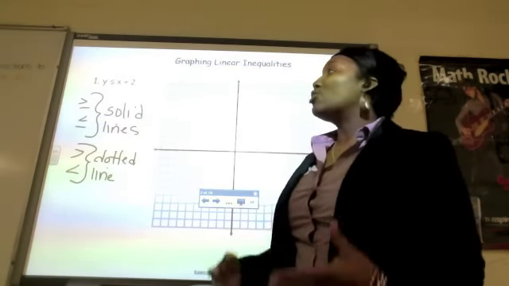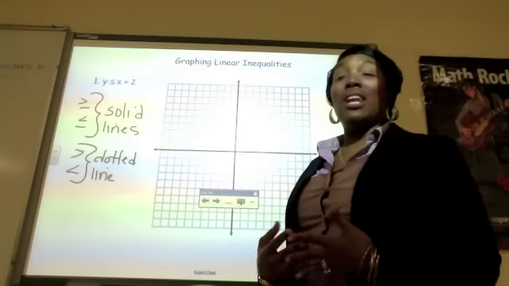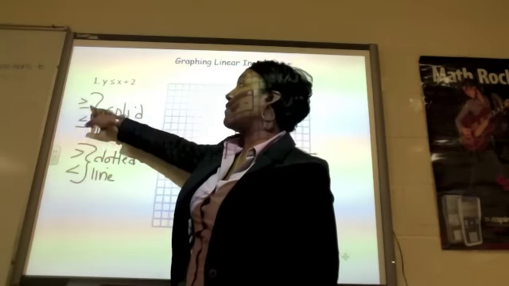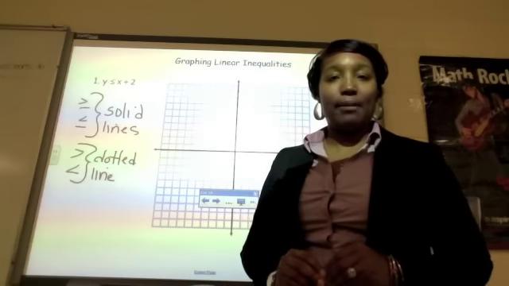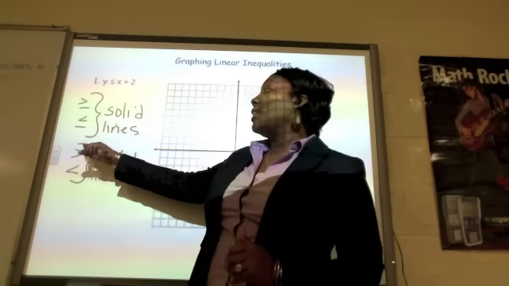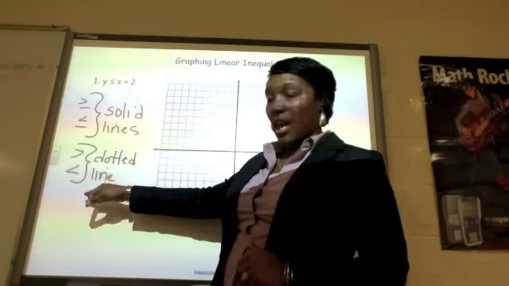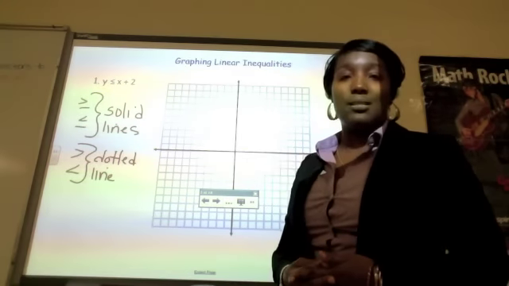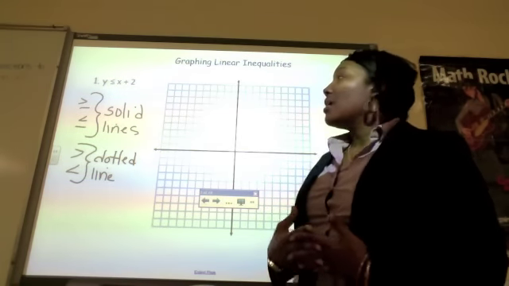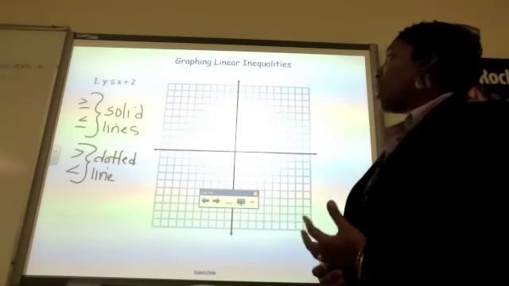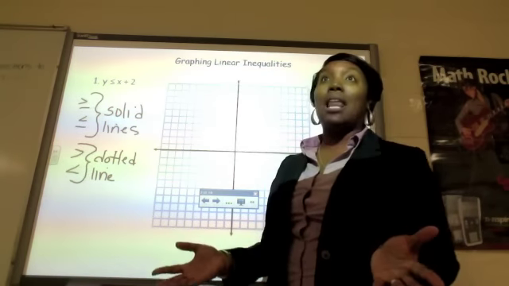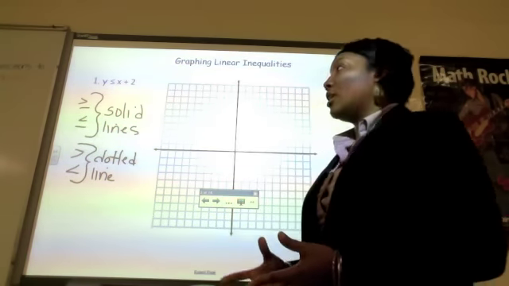When it is greater than or equal to or less than or equal to, either of these symbols here, then you are going to use a solid line. If it is less than or greater than, then you will need to use a dotted line. So graphing linear inequalities is just like graphing regular lines, linear equations.